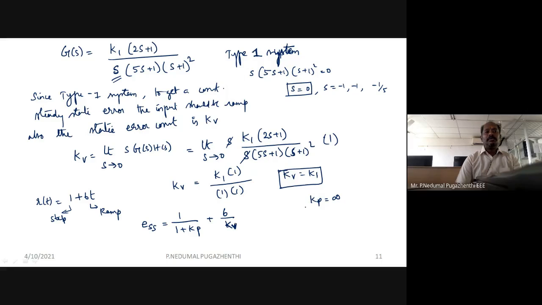If you substitute, maybe I can move to the next page where I can work on it. The expression for Kp is the limit as s tends to 0 of G(s) H(s), or you can use the table directly for a type 1 system. If you substitute the limit s tends to 0, you will have K1 into (2s plus 1) divided by s into (5s plus 1) into (s plus 1) the whole squared, into 1.